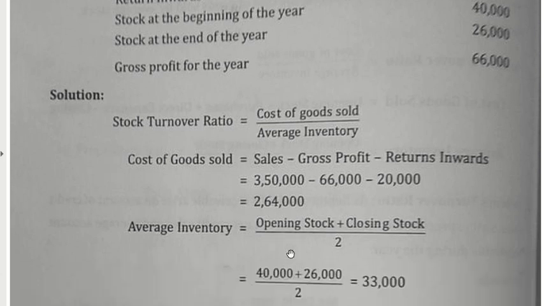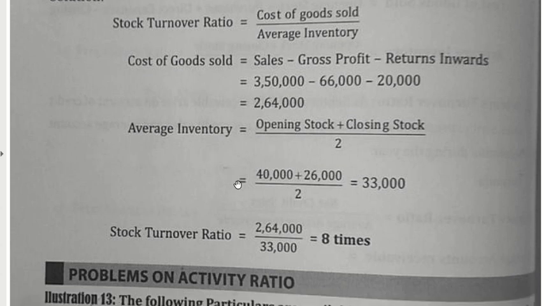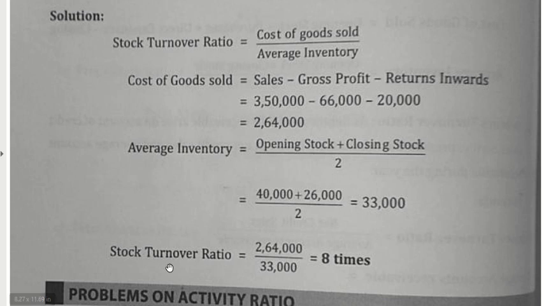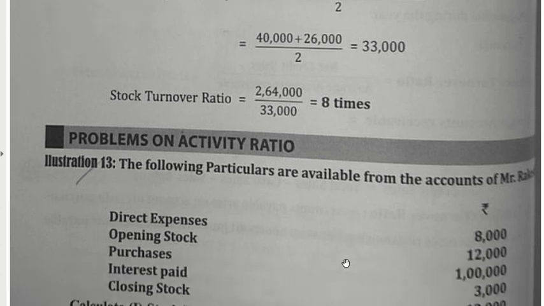Okay. So this is another formula for calculating cost of goods sold, which is sales minus gross profit. So average stock is opening stock plus closing stock divided by 2. So 40,000 plus 26,000 divided by 2. Now you get back to your formula, which is stock turnover ratio, cost of goods sold divided by average stock, which is 2,64,000 divided by 33,000, which is 8 times. So whenever you have your turnover ratio, you express it in times.